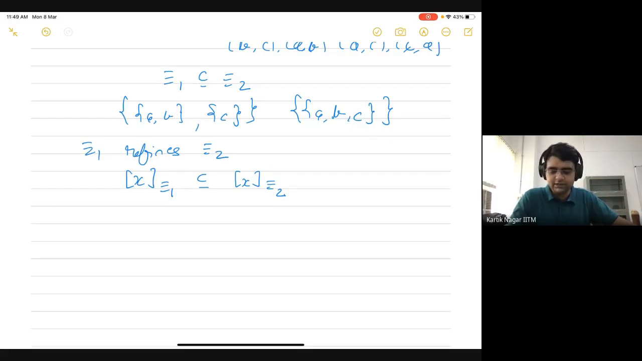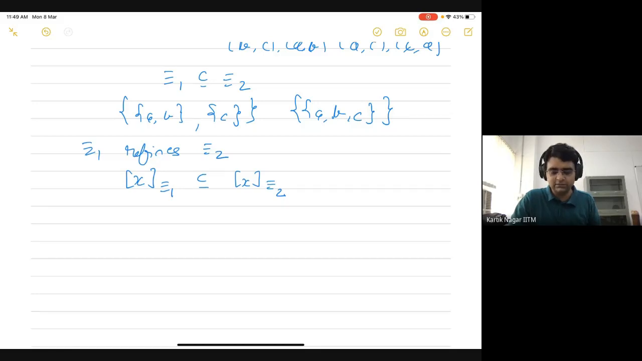In addition, the equivalence class of X in relation 2 may have more elements because it's a subset. So that's why the number of equivalence classes in relation 1 is going to be greater than or equal to the number of equivalence classes of relation 2.